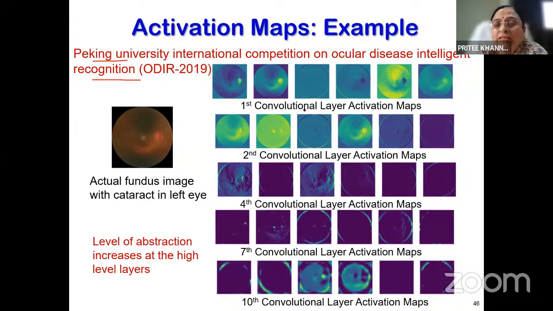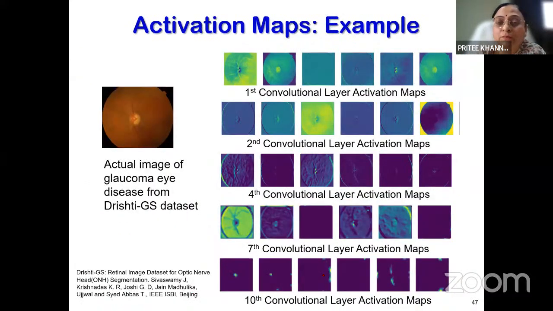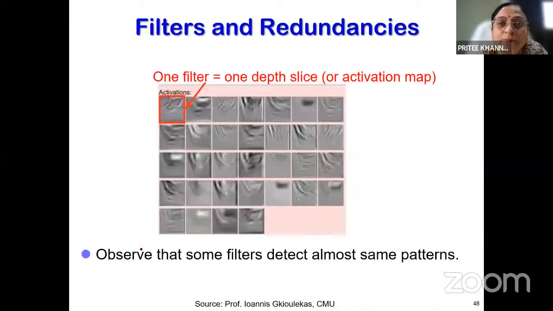These are the activation maps: first convolution layer activation map, second, fourth, and so on. You can see the level of abstraction increasing at the higher levels. Remember when I told you in the beginning slide about the hierarchy: first edges, then some parts of the object, and finally the objects are detected. These are two examples of activation maps. Today in the lab you will see how activation maps are generated. This is another fundus image with the glaucoma eye disease, and that is how the activation maps are generated.